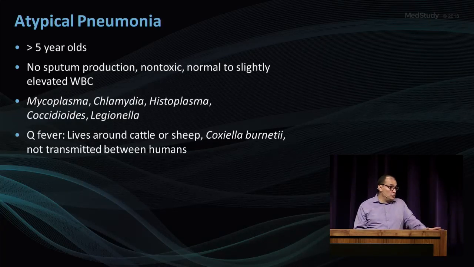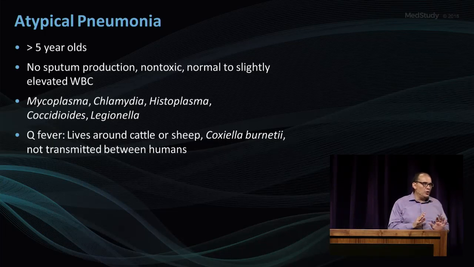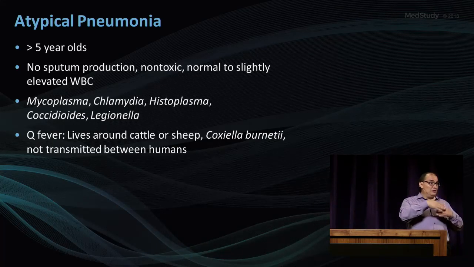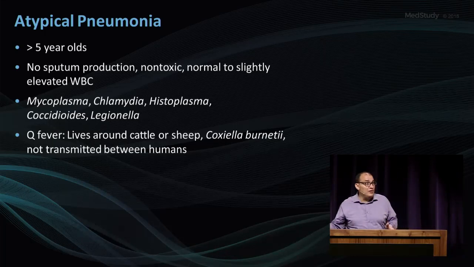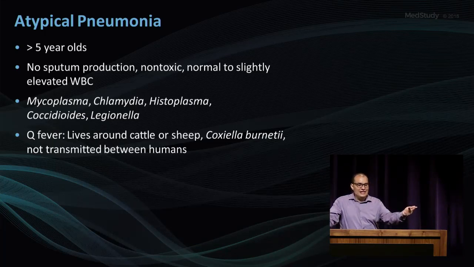Atypical pneumonia, usually you will see it, as we said. I'm sorry, it's repeating, but it's okay to emphasize the point. So we said from age of 4 and above, it's atypical pneumonia. That's why we're saying it's usually more than the age of 5 years. No sputum production, not toxic, as I said before. Normal to slightly elevated WBCs, could have normal or even decreased counts, leukopenia. Causes: mycoplasma, chlamydia, histoplasma, coccidia, legionella.